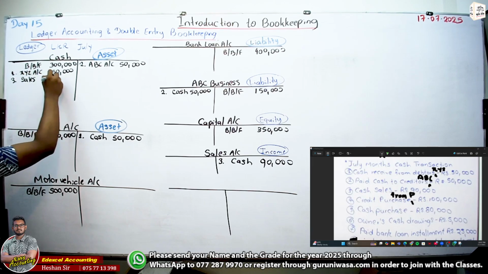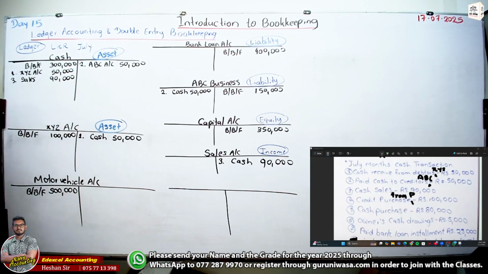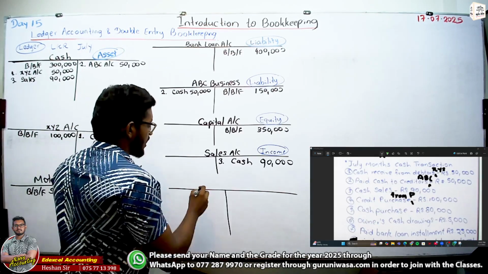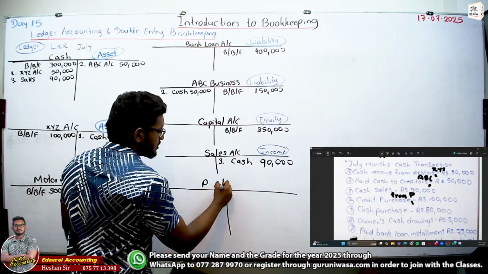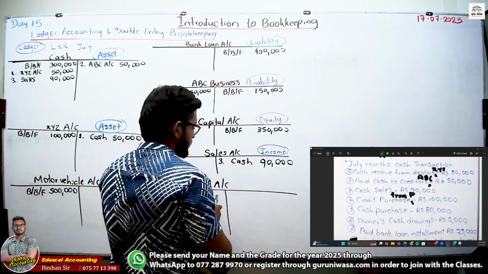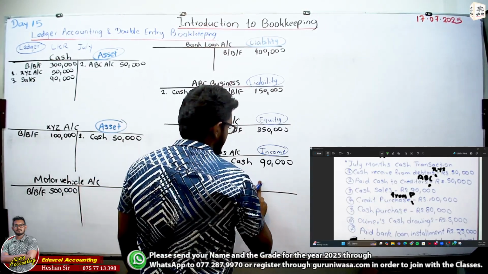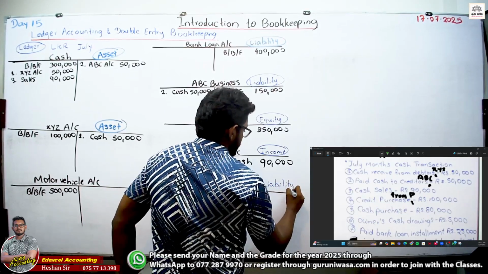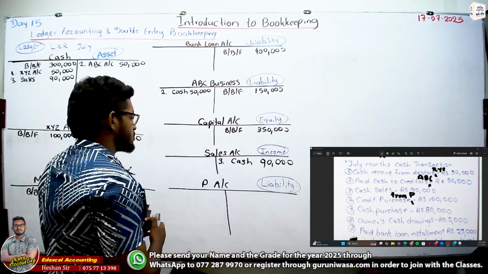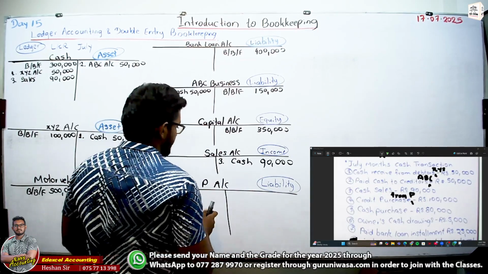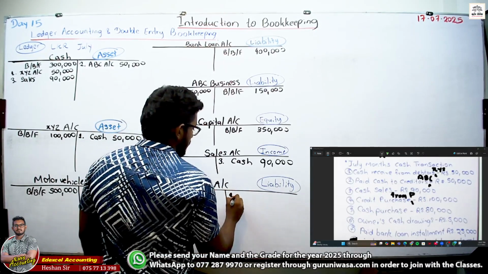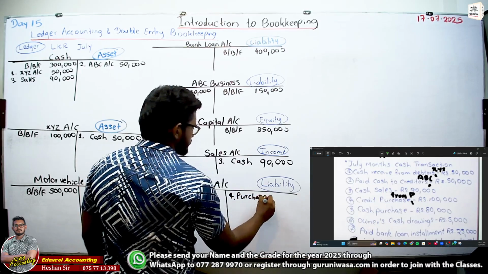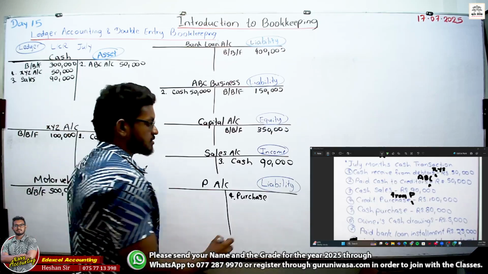Next one, number four, credit purchase. So you need to have an account called P's account. P is a liability account because we purchase goods on credit basis from this person. Liability, right? So when we purchase goods, liability increases. So number 4 as purchase 100,000.